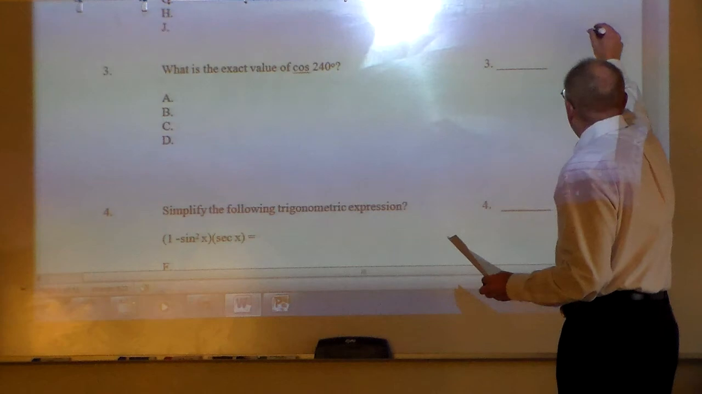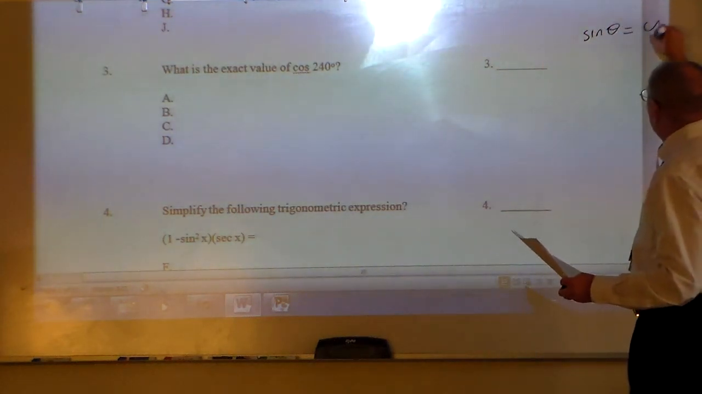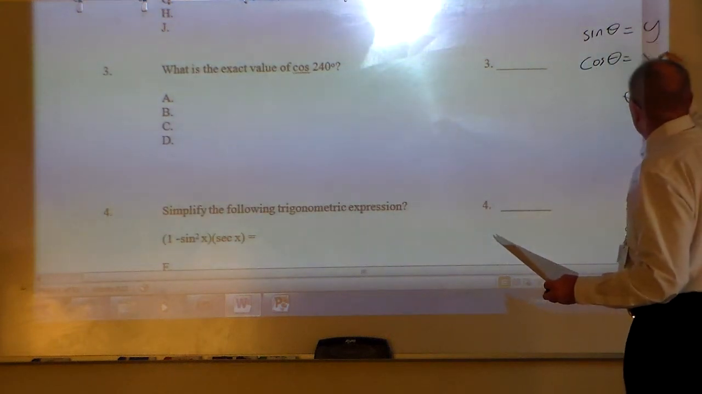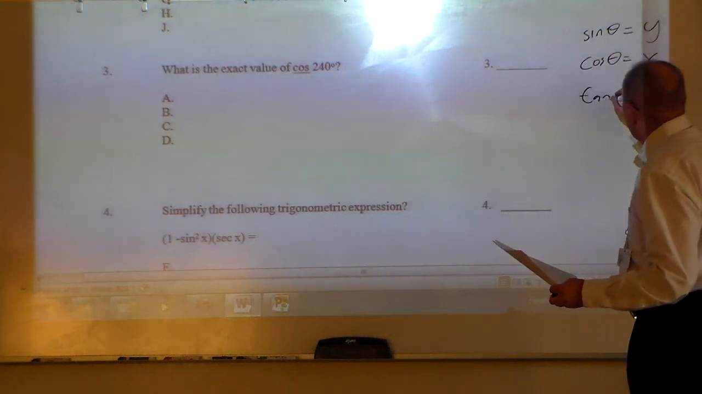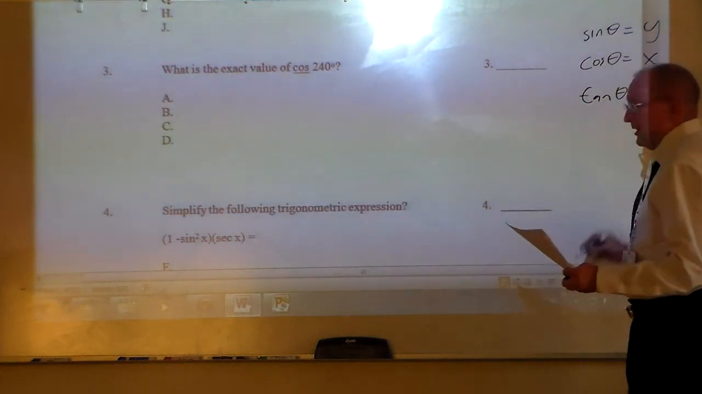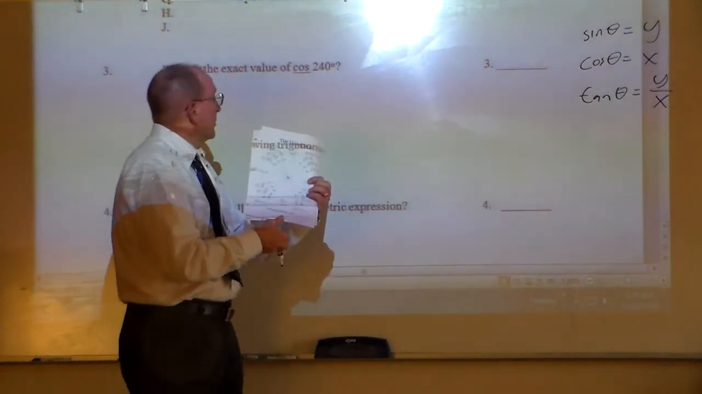The sine value, sine theta, is equal to just the letter y. Cosine theta is equal to the letter x. And tangent theta is equal to y divided by x. The reason that's important, you can go to the unit circle, and what we're going to do is this.